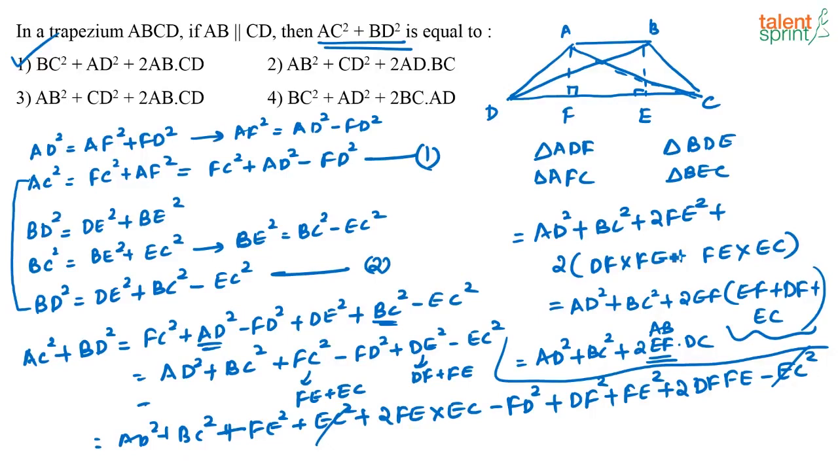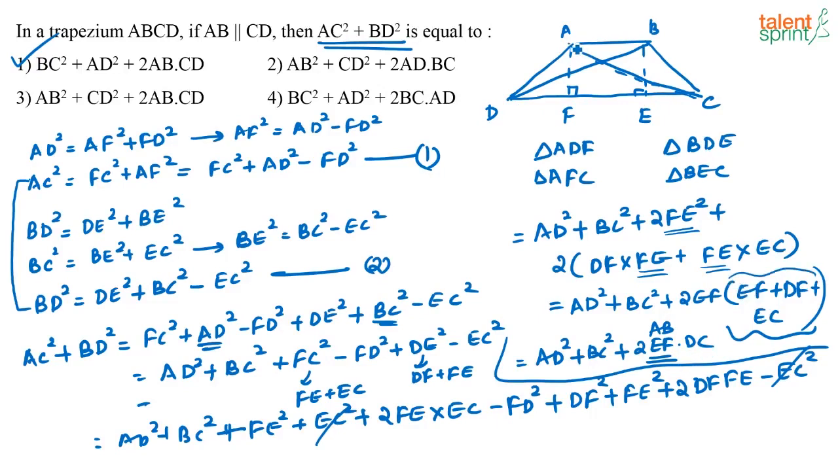See, what I did here was I took FE common. When I take FE common, I have FE squared here, one FE here and one FE here. So if I take FE common, inside I have EF plus DF plus EC. So EF plus DF plus EC is nothing but DC. So this whole thing I am substituting as DC.